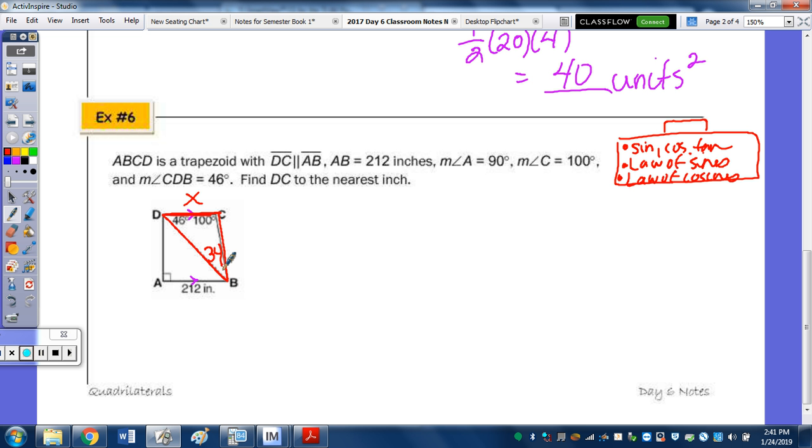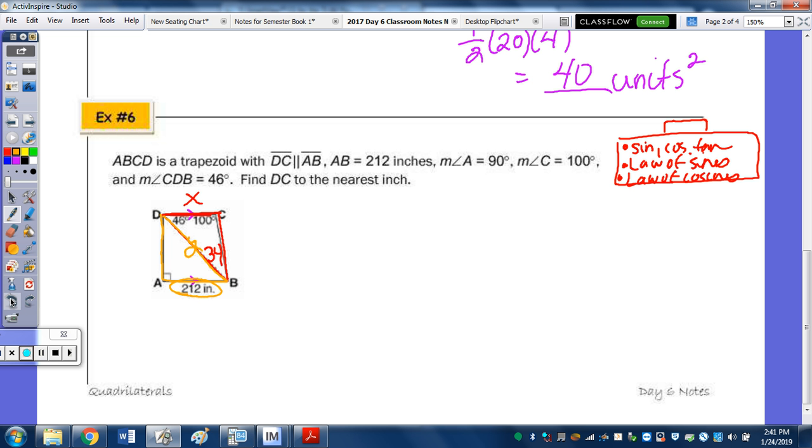So for law of cosines, we need all three sides, right? The A, the B, and the C. We can find this side, I'll call Y, because what do we have over here? A right triangle, and we've got a side right here of 212, and we can find Y. But still, would I be able to find side CB? Well, I could if I knew it was isosceles, right? Because if it was isosceles, I could find DA, and then I would have CB because the non-parallel sides are congruent. But I don't know it's isosceles.